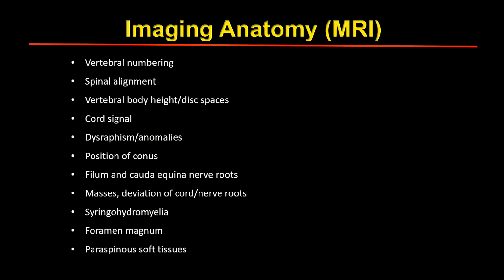Is there a presence of syrinx? I always assess the foramen magnum and the posterior fossa, whatever the view is available. And of course, we all look at paraspinous soft tissues, particularly the distal sacrum, distal anus and kidneys, because there's a high incidence of kidney anomalies in kids with spinal dysraphism.